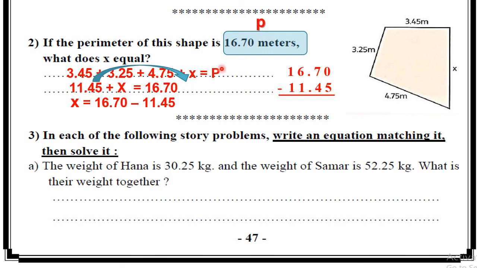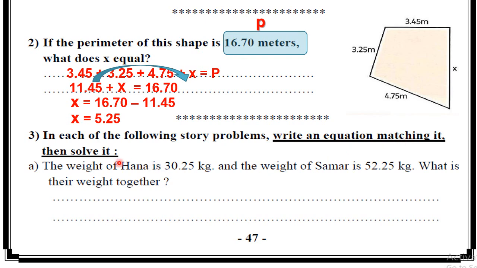To solve it, I have 0 minus 5, which can't be done, so I will borrow from the next place. And now 7 minus 4, sorry, the next place will be 6 and the 0 will be 10. 10 minus 5 will be 5, 6 minus 4 will be 2, and the decimal point, 6 minus 1 will be 5, 1 minus 1 will be 0. So the answer will be x equals 5.25 hundredths.